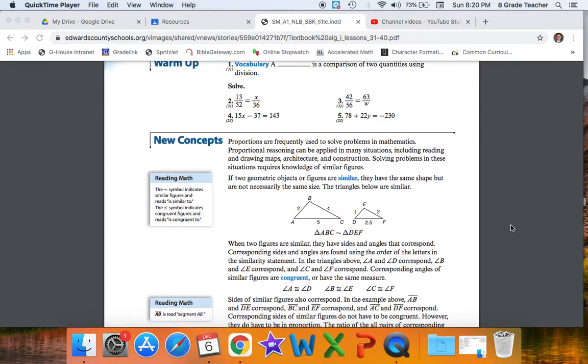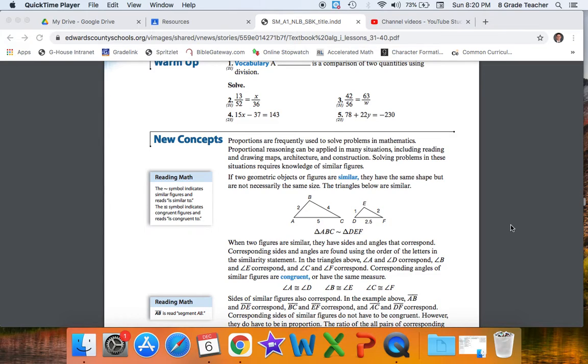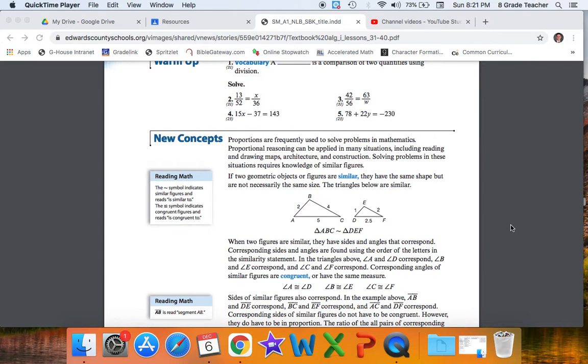Proportional reasoning can be applied in many situations, including reading and drawing maps, architectural, and construction. Solving problems in these situations requires a knowledge of similar figures. If two geometric objects or figures are similar, they both have the same shape but are not necessarily the same size. The triangles below are said to be similar.